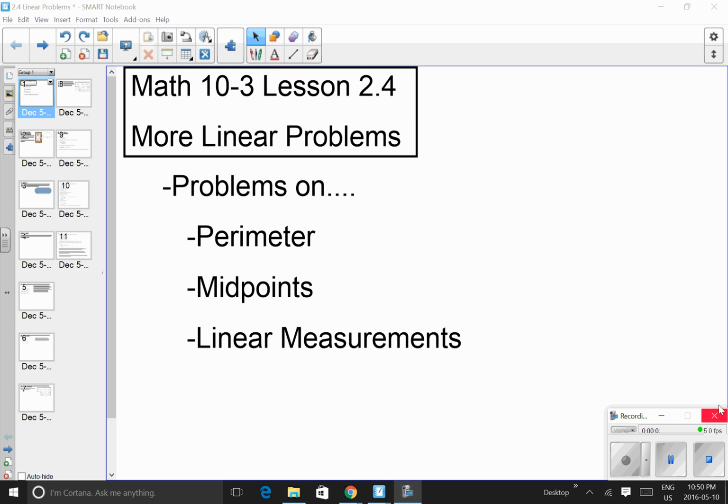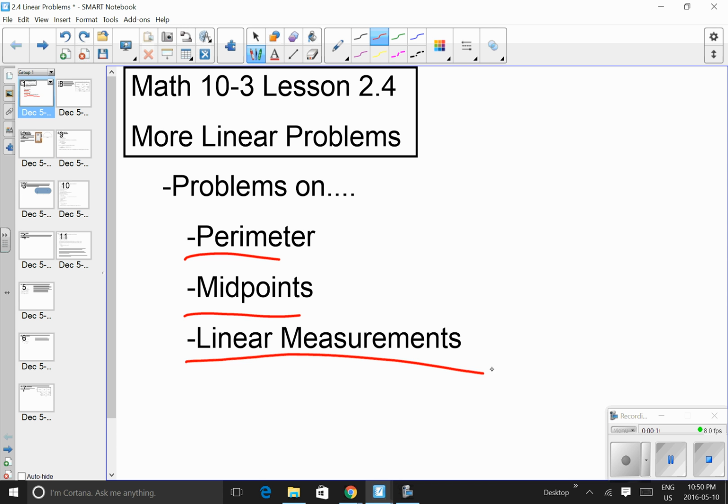Alrighty, welcome to lesson 2.4, where we're going to talk about more linear problems. In the practice questions, you'll find problems on perimeter, midpoints, and linear measurements. Remember, linear just means line. So this means we're just dealing with different length problems. We're going to focus on a couple more in the perimeter area, since we already talked about those before.